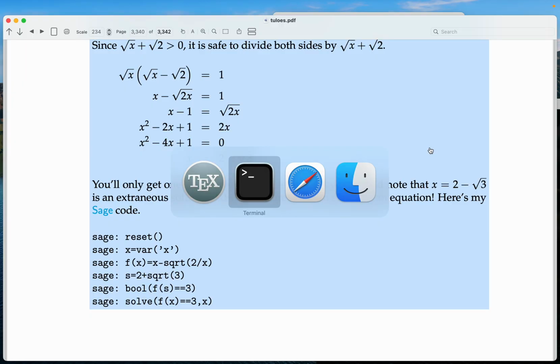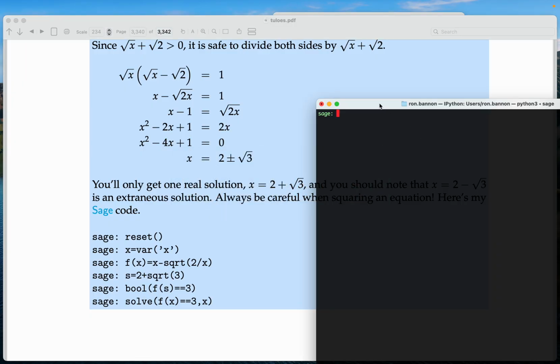All right. So I got Sage running. I'm going to reset. x is a variable, and f of x is equal to x minus the square root of the quotient 2 over x, this original equation. And then I'm going to say the solution I found, s, was equal to 2 plus square root of 3. All right? And then I used a Boolean, wondering if f of s is actually equal to what they say it is, which is 3. And it says it's true.